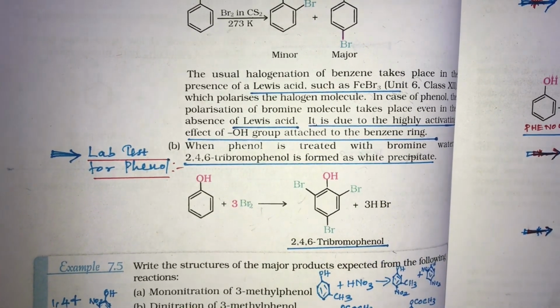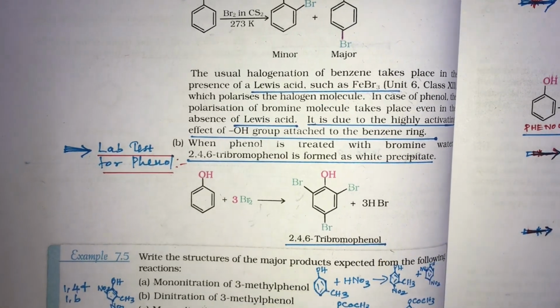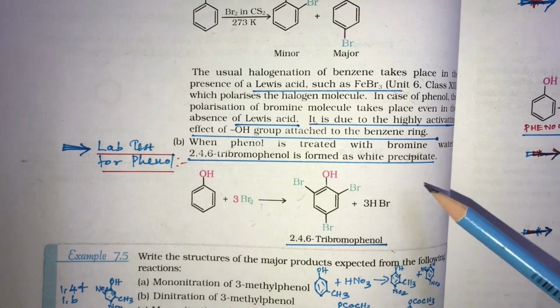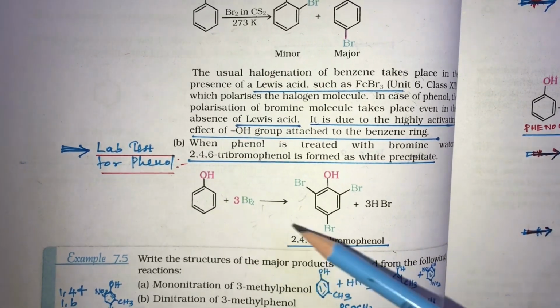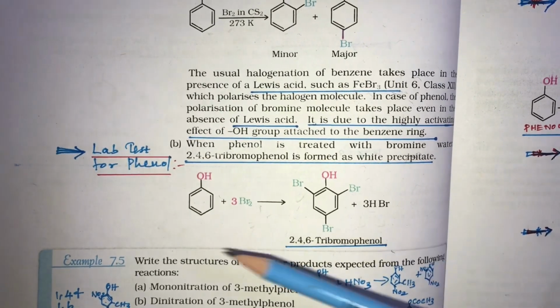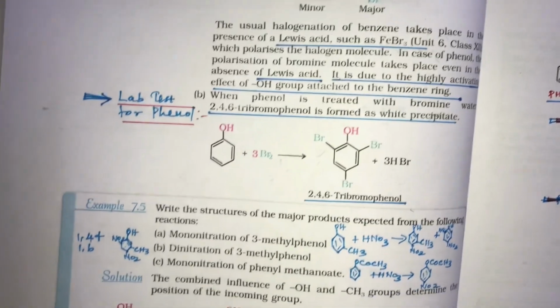What are the lab tests for phenol? Phenol with neutral ferric chloride gives violet coloration. Phenol with bromine water gives a white precipitate. That white precipitate is 2,4,6-tribromophenol. That is the explanation for the reaction of phenol with bromine water.